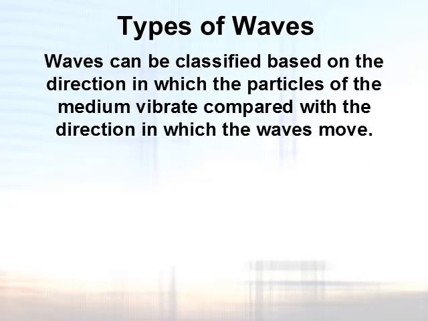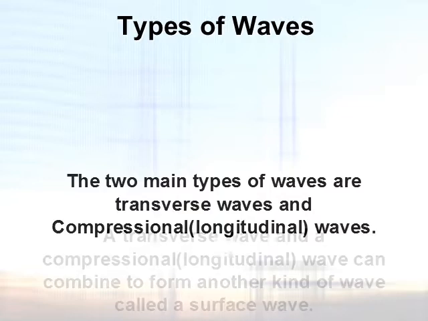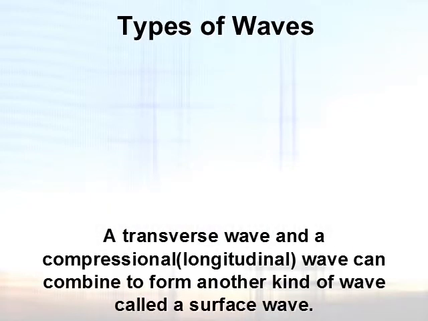Types of waves. Waves can be classified based on the direction in which the particles of the medium vibrate compared with the direction in which the waves move. Two main types of waves are transverse waves and compressional, otherwise known as longitudinal waves. A transverse wave and a compressional wave can combine to form another kind of wave called a surface wave.